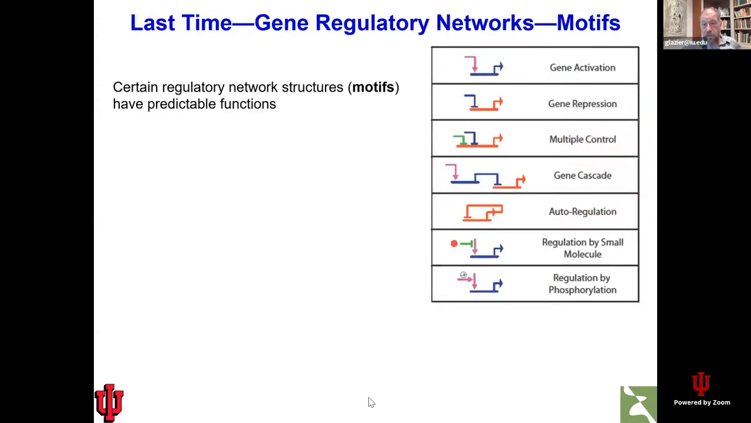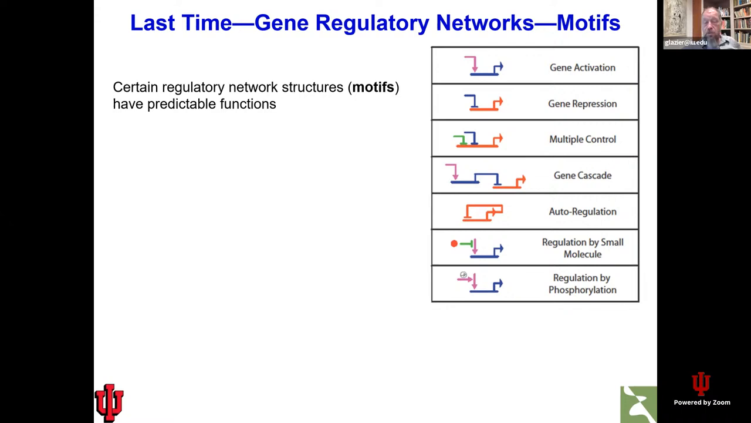There are a lot of motifs. Elowitz talks about quite a few of them. Although, again, most of the motifs that he lists there in his textbook are signaling motifs more than regulatory motifs. But one of the things that he does talk about in some detail is multiple control, when you have multiple signals affecting the same gene, and the difficulty of coming up with ways of describing that.